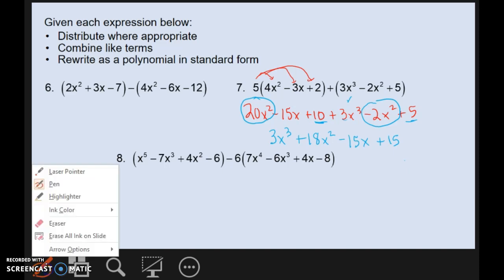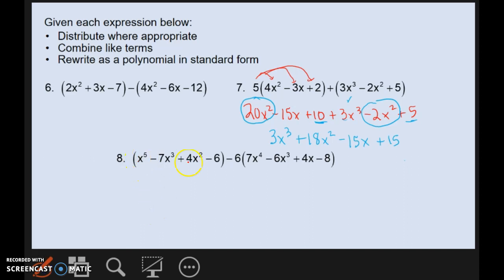Same thing down in the second one, number 8. The first set of terms, I'm just going to bring them down. But for the second one, I'm going to have to distribute that negative 6 to all these terms here. So negative 6 times 7 is negative 42x to the fourth. Negative 6 times negative 6 is 36x to the third. Negative 6 times 4, negative 24x. And plus 48 there for our last term.